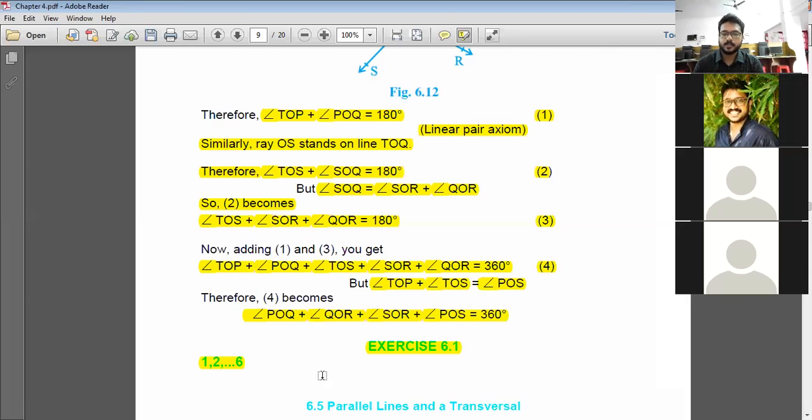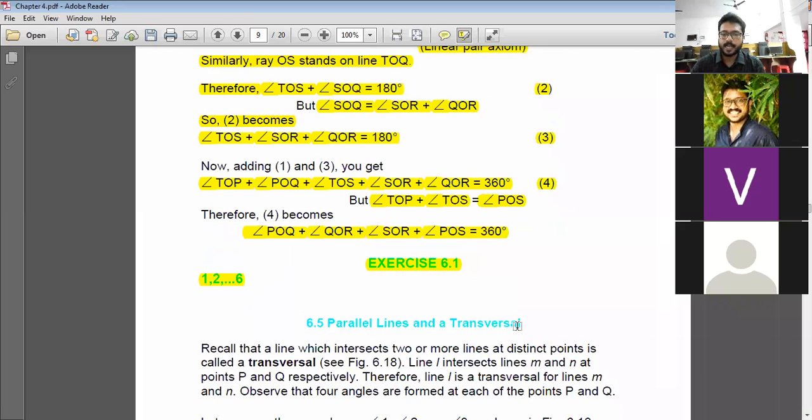Now, do you have any doubts regarding our last section? So it will be better if you all study and come to the next class, because we will use this information to prove some other theorems in the next section. That is section 6.5, parallel lines and transversal.